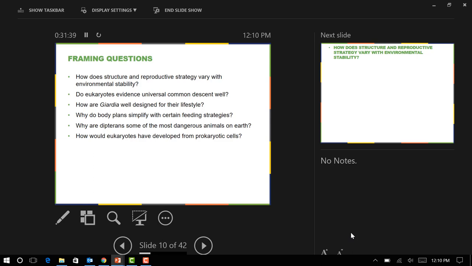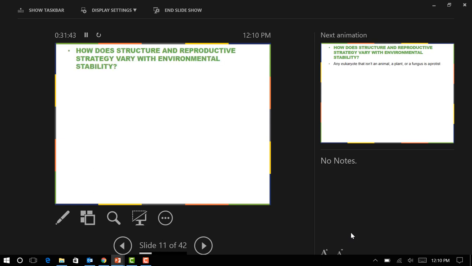Okay, first we just need to talk about what is a protist. And so here's the thing. Any eukaryote that isn't an animal, a plant, or a fungus is a protist. And so this is just a crazy assortment of different organisms. It's basically the miscellaneous section on your computer, right? Or it's the junk drawer in your kitchen. It's like, is this a cooking utensil? Not really. Let's put it in the junk drawer, right?